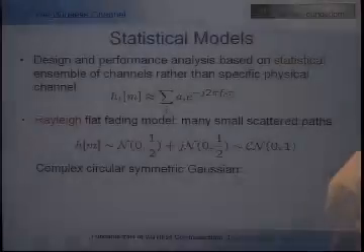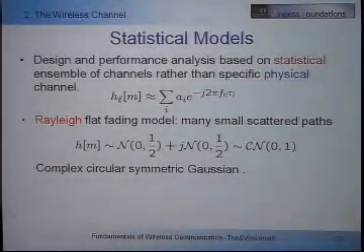And this is the so-called Rayleigh model. The Rayleigh model is a very popular model. It's, of course, a theoretical ideal model, but it's useful for thinking about the problem. In this case, if I add up all these things together, I can model it as a Gaussian random variable. And remember, we're dealing with a complex number here, so complex baseband.